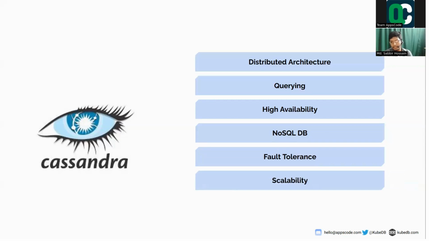And another feature is scalability. Cassandra offers linear scalability by allowing seamless addition of nodes to a cluster. Data is automatically distributed and balanced, enabling consistent performance as the system grows.